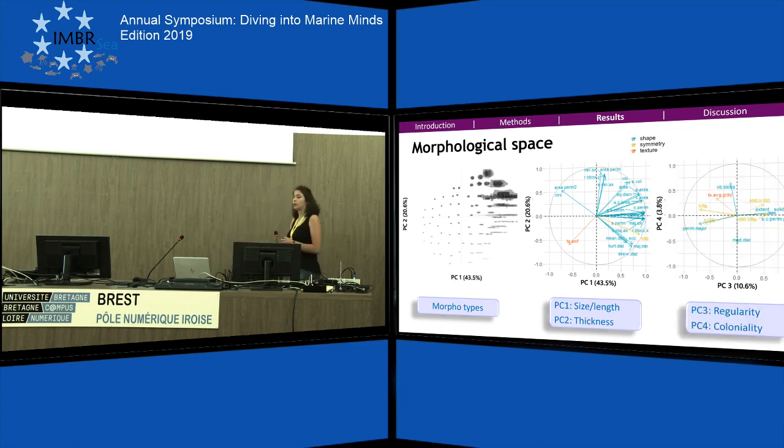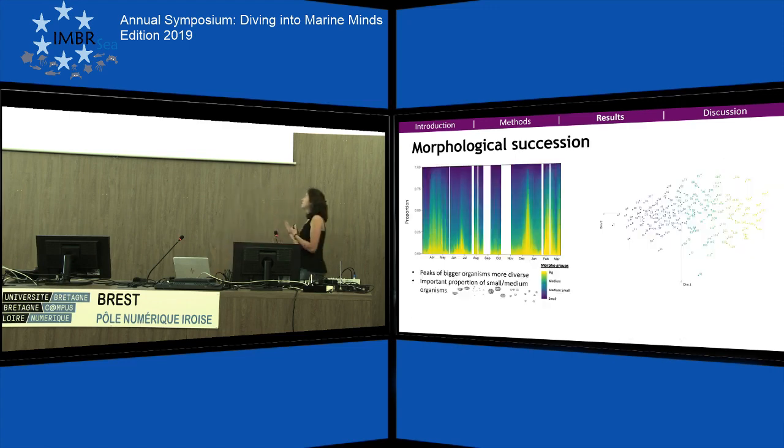And eventually, the third and fourth axes are mostly driven by the regularity. So in yellow, for instance, you have the measures linked to symmetry, and you have also the complexity of the perimeter. And the fourth axis is driven by the number of blobs, which is actually how many organisms are counted on one picture, and it's a sign of coloniality.